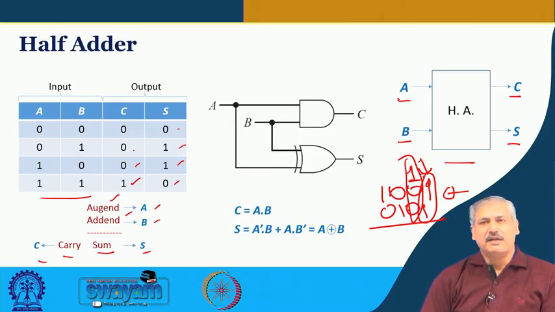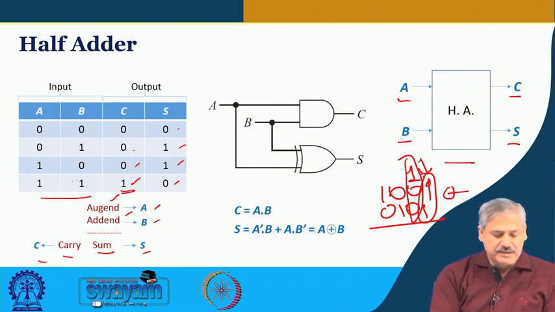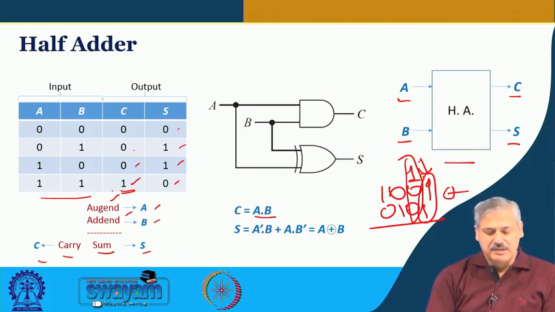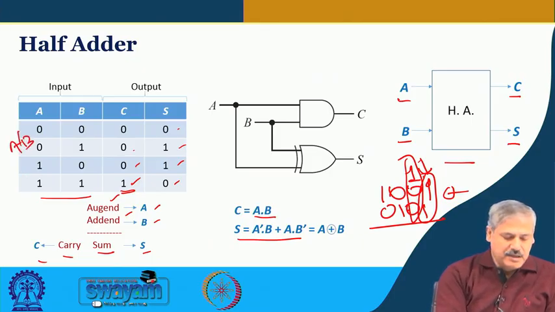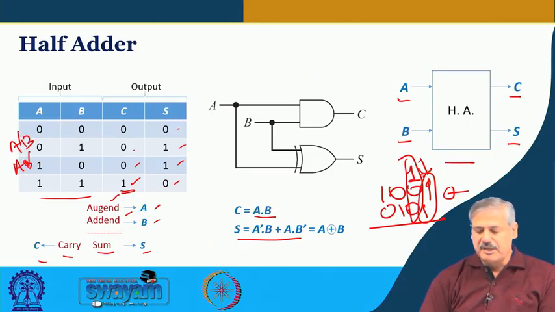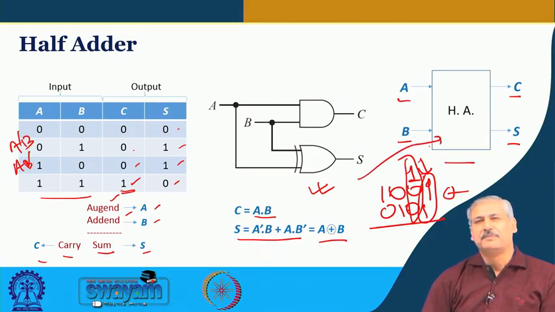So, how do we write it in the form of a logic equation to realize the circuit? The carry C is simply A and B. This is the min term where A and B both have value 1. And the sum bit is obtained with A prime B and A B prime. You sum them up and that is nothing but the XOR operation. So, this is the circuit which is there inside this particular block. This is half addition.